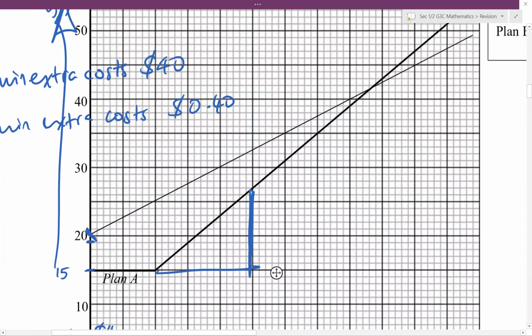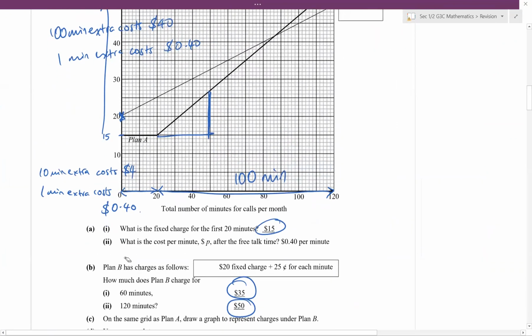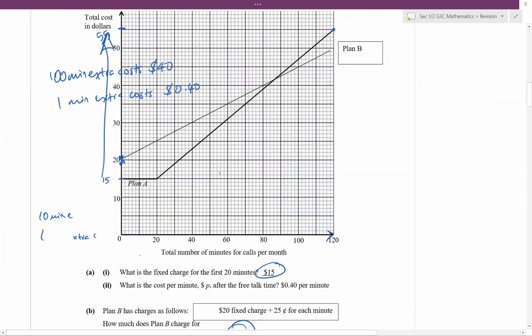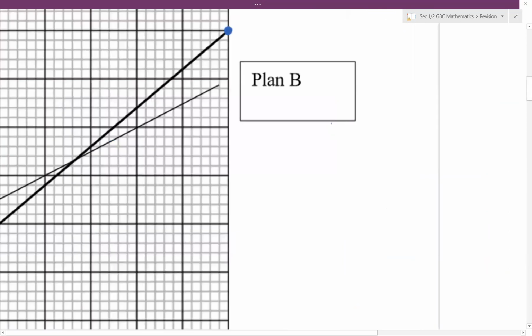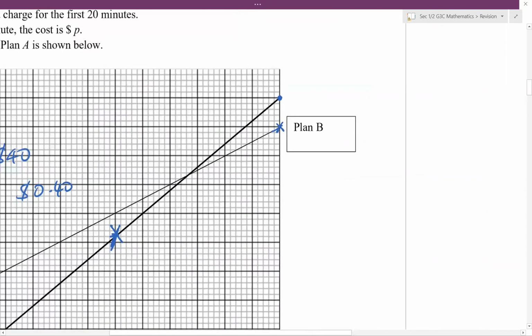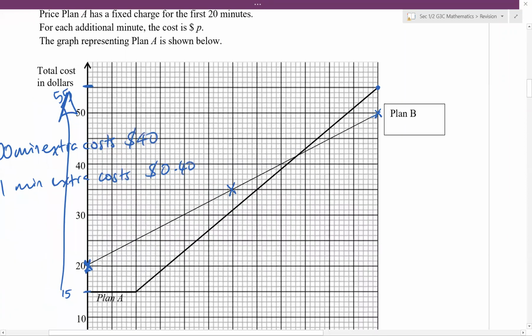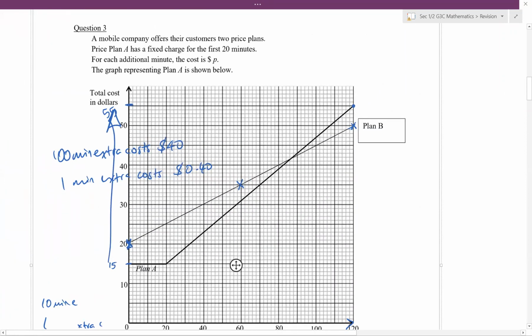So our first plot, because they say it's a fixed charge, this can be our first plot. 20. Then we calculated for the 60th minute, it is going to cost $35. So look out for your 60th minute. This value, one cross over here, and our 120th minute. It's over here. Alright, wrong one. Okay, then join the 3 points and obtain a straight line for plan B.